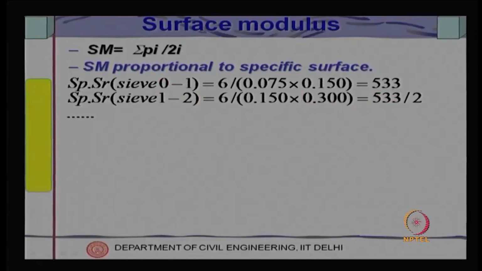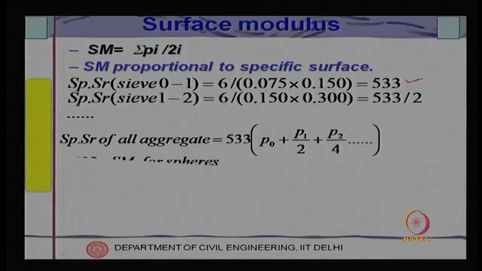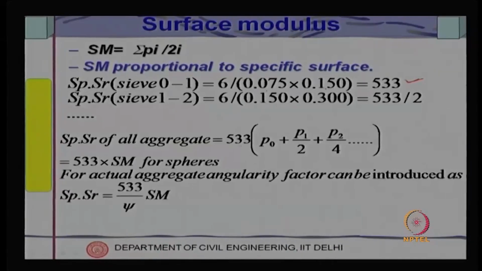Now, SIB 0 to 1 is the average SIB between 0.75 and 150. This corresponds to 533 when size is in millimeter. For the next level, 1 and 2, it is 533 by 2. Therefore, specific surface of all aggregate will be surface modulus multiplied by 533, because surface modulus is defined as this term. This is multiplied by the specific surface of the smallest group 0 to 1, which gives you 533.